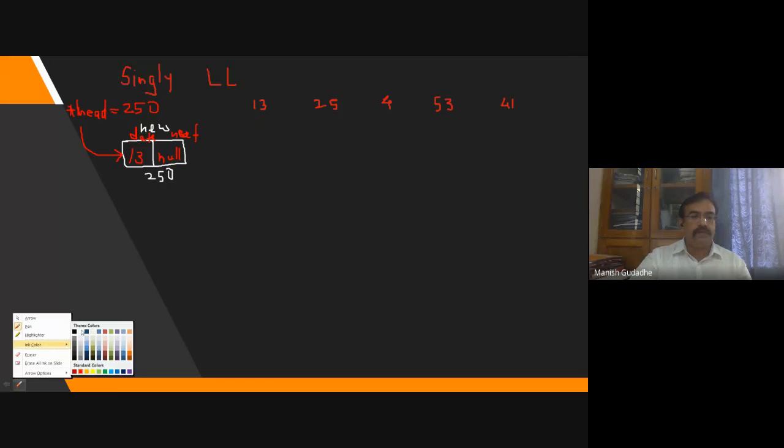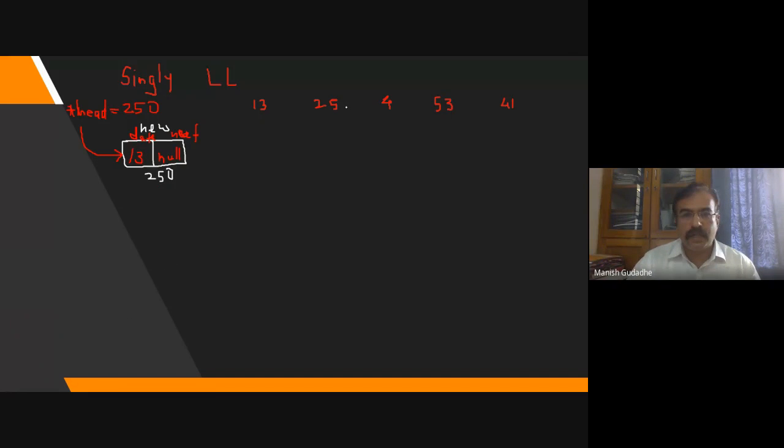Let us say that now the second element has come, which is 25. Again, a new node will be created with the same malloc function. We can call it again and again in a loop. So a new node will be created. Let us say that it is accommodated at location number 300. So its data field will become 25, and as it is a new node, it is going to be appended at the end of the list.